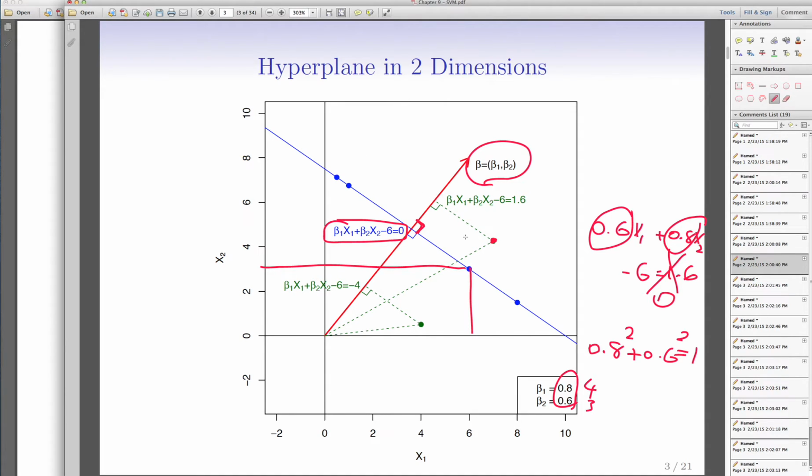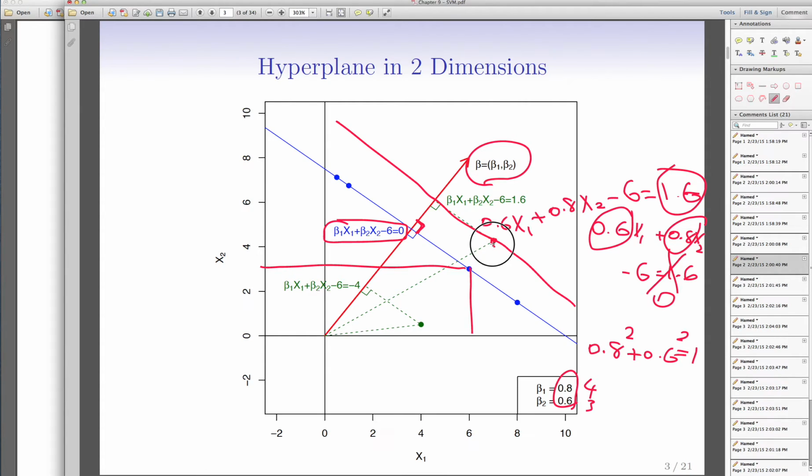This line can be defined, it can be shown that it's on the line like this, which has the same beta 1 and beta 2, but instead of 0 it's equal to 1.6. So whatever you find here that satisfies this point would be the orthogonal distance of that line in here. So this is equal to 1.6.